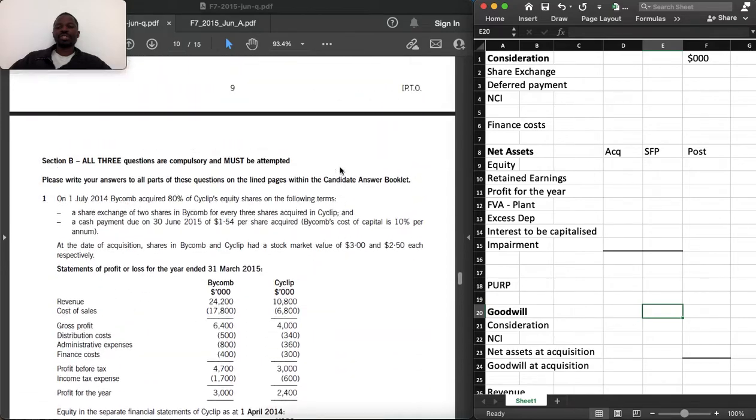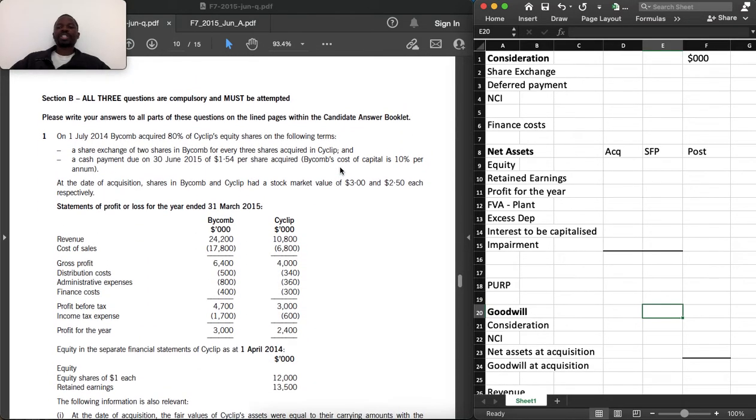I have gone ahead and put here some headings, some template that we'll be using to explain this question today. The first question is for us to calculate the goodwill. So to calculate the goodwill, we have the consideration, we have the NCI, we have got the net assets at acquisition.